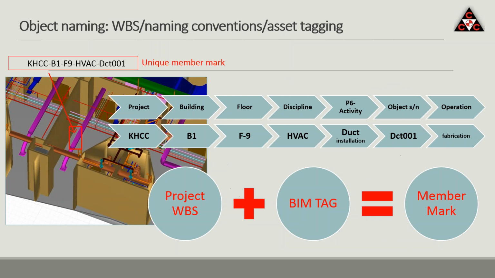So if you want to name an object, for example this duct, the project is KHCC, building B1, floor is floor 9, discipline is HVAC, the Primavera activity is install ducts in floor 9, and the object is duct 001, which is a sequential number. Class is duct, and then we take all the ducts and give them sequential numbering, but within this area. So the numbers will not go too big. So project WBS plus BIM tag gives you the tag number.